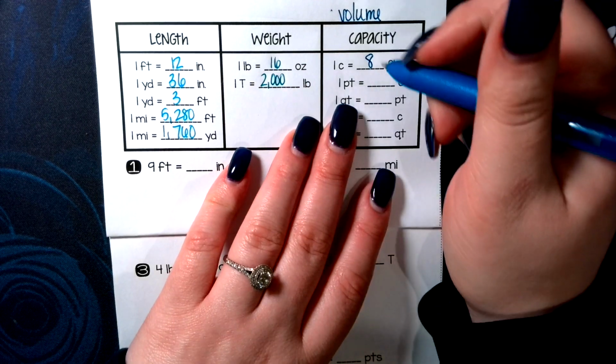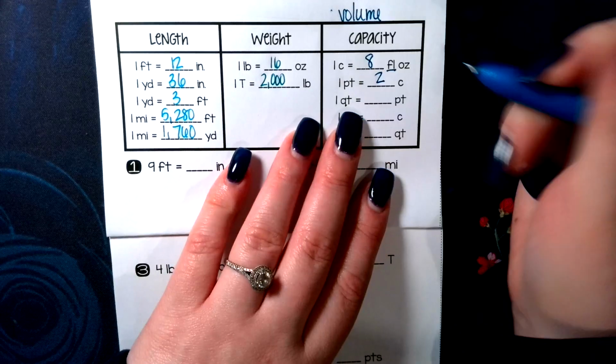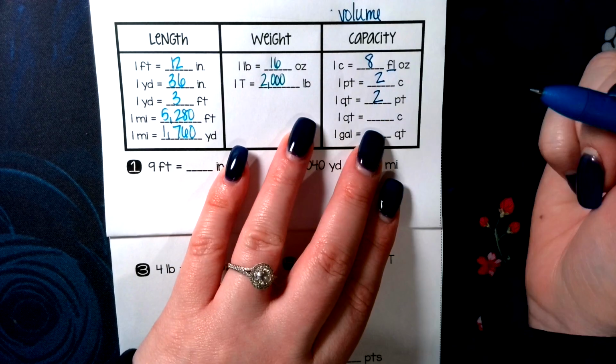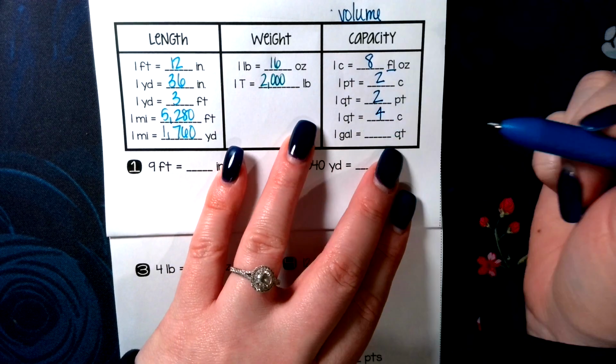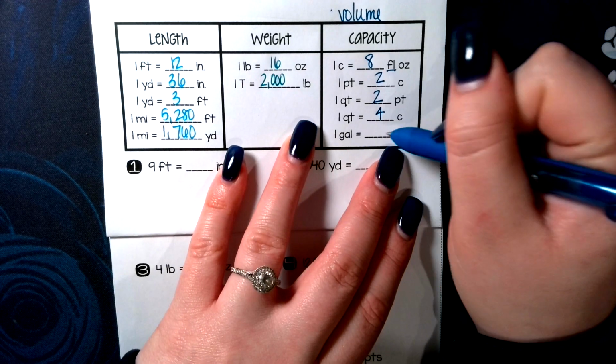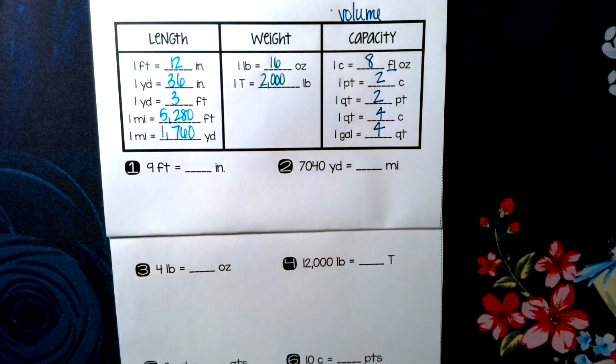1 pint is 2 cups. 1 quart is 2 pints. 1 quart is 4 cups. 1 gallon is 4 quarts. Go ahead and pause the video. Fill in those numbers if you haven't yet.